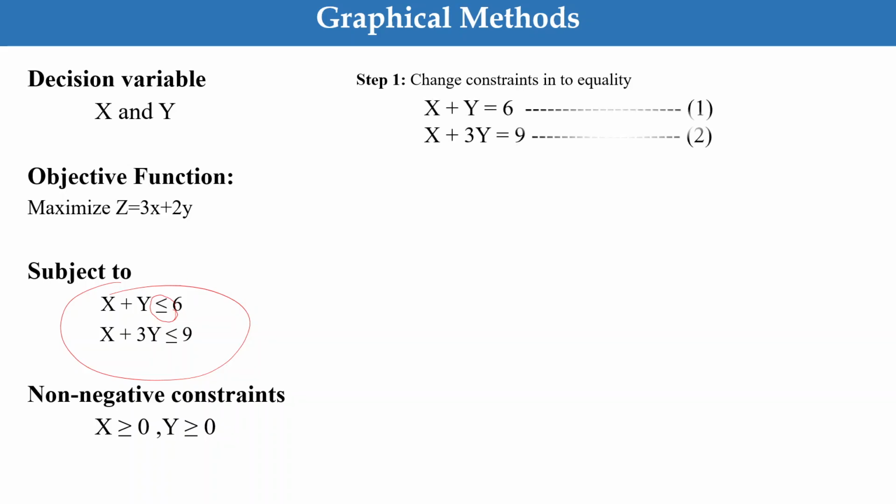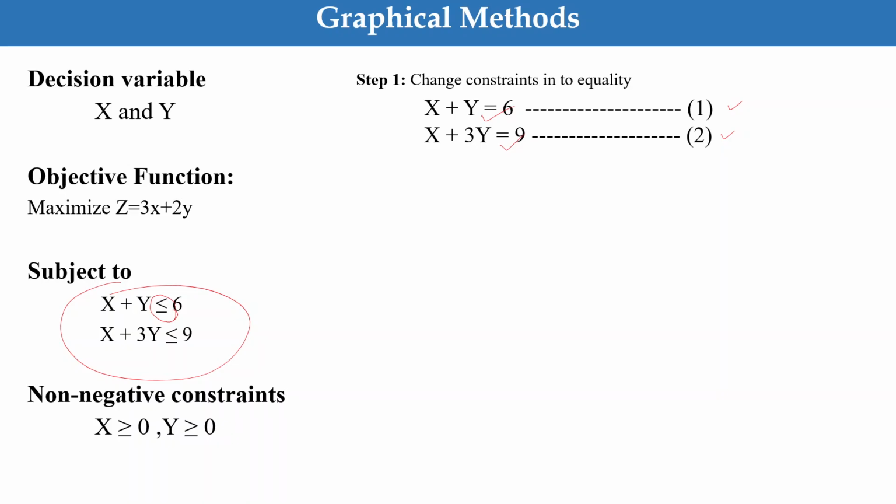So what we do is, we'll say x plus y equal to 6 and x plus 3y equal to 9. This is called the equality. So we have converted these into equalities. Simple. We have changed the sign, nothing else. Now this is equation 1 and this is equation 2.